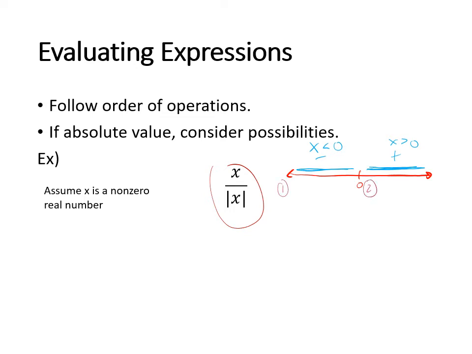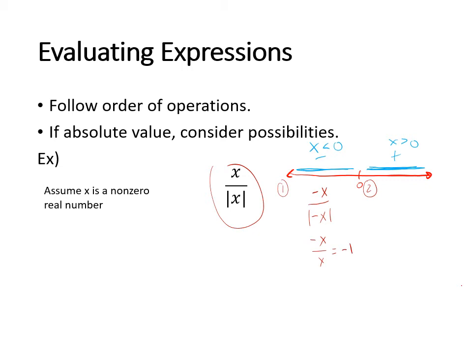So in scenario 1, let's say that x was negative, right? Then we would have x divided by the absolute value of negative x, which would just be negative x, right? So this would be x divided by negative x, which is negative 1. Okay, so if we have negative values for x, then this expression would evaluate to be negative 1.